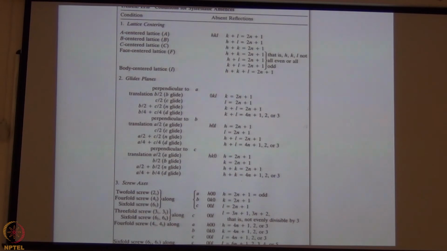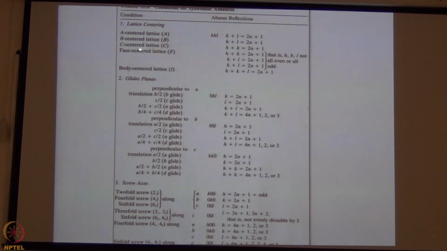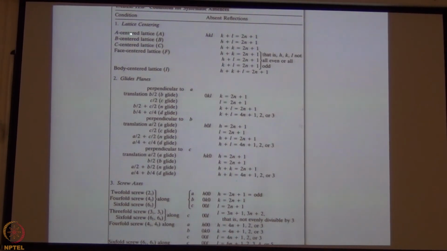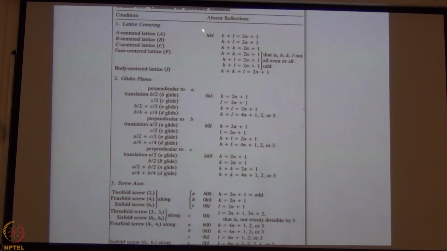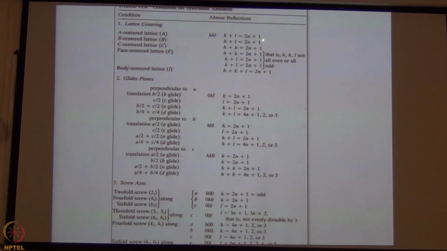When it is B centered, that means it is AC face. A and C means H and L. See, H plus L is odd, because the translation is along, in this case, A and B, in this case A and C, in this case B and C. So that is how, for general reflections HKL, K plus L odd represents A centered, H plus L odd represents B centered, and H plus K odd represents C centered.